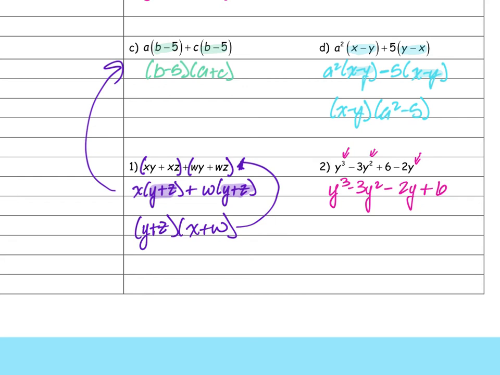Okay, so now I'm going to group it. So I'm going to group the first two together, and I'm going to group the second two together. So let's see, in my first set, it looks like I can take out a y squared, and I'm going to get y minus 3.